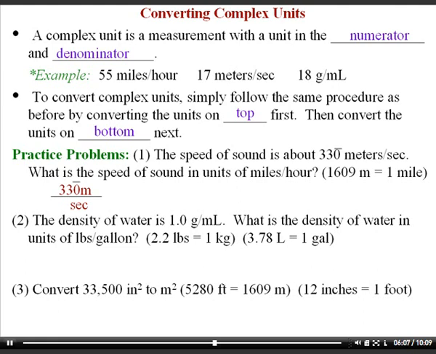So let's first change meters to miles by multiplying by our ratio that's given. It says 1609 meters, that'll be on bottom, and then we have 1 mile on top. The units of meters cancels out, and you're finished with the word on top. Now you need to focus on changing the word seconds, which is in the denominator, to the word hours.